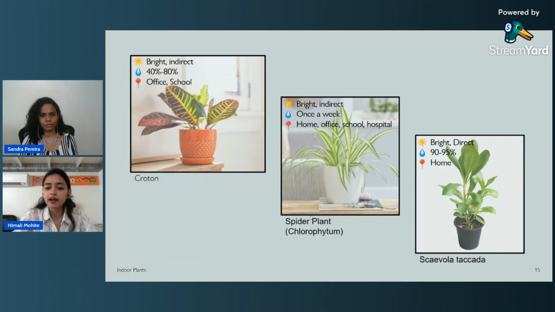Then we have Scavula tachyda, which requires a bright and direct sunlight and up to 90 to 95% of moisture content, and these can be placed at our homes.